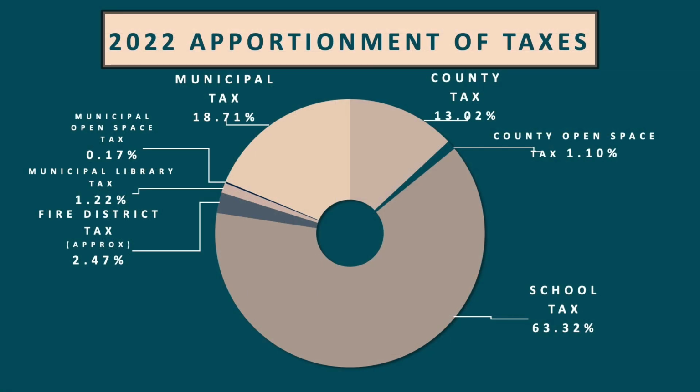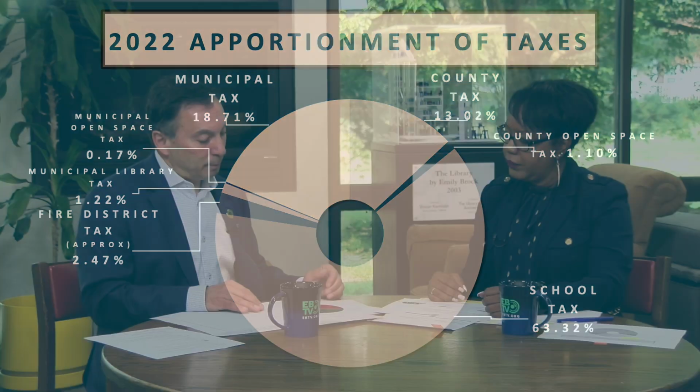County tax usually makes up somewhere between 13 and 15% of your bill. Town about 18 to 20%. And the school somewhere between 63 and 65%. Wow. So that's the biggest portion. So I'm hoping that that's a little clear. Very, very clear. Very, very helpful.